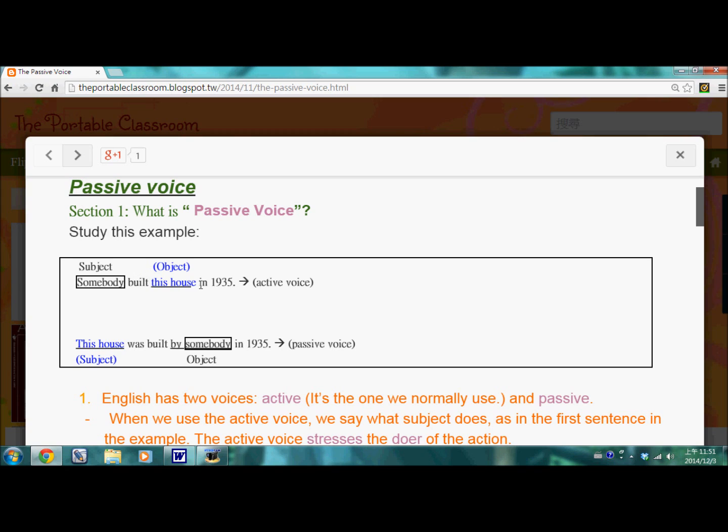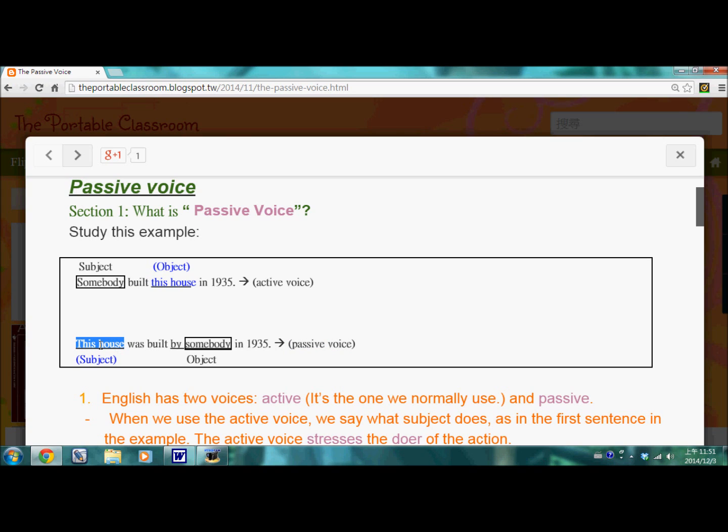Somebody built this house in 1935. This is an active voice. You can see that somebody is a subject. He does the action. He built the house in 1935. This house was built by somebody in 1935. This is passive voice. We talk about what happened to the house.